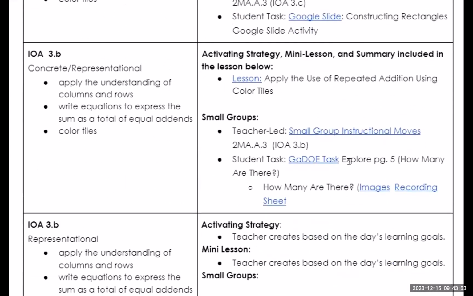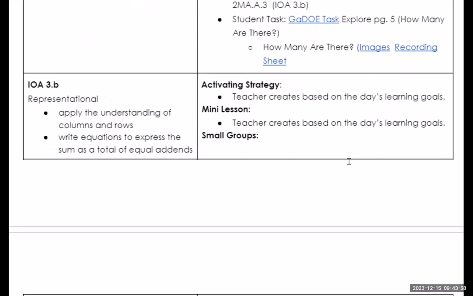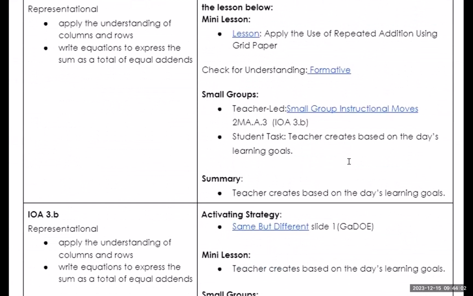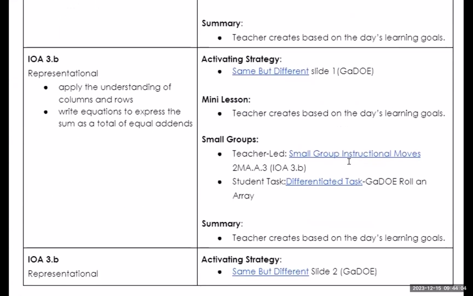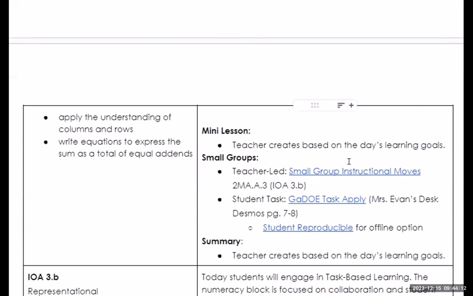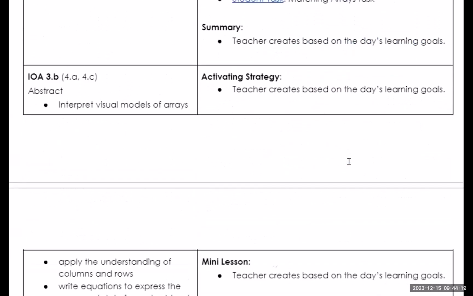Students will culminate the unit with 8 days of 3B, progressing from concrete, representational, to abstract. As students build understanding of counting columns and rows, they will build their schema for multiplication by associating repeated addition equations and multiplication equations to related models.